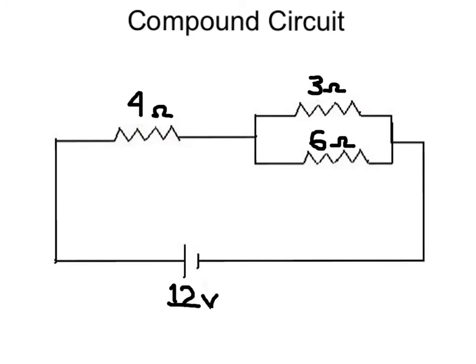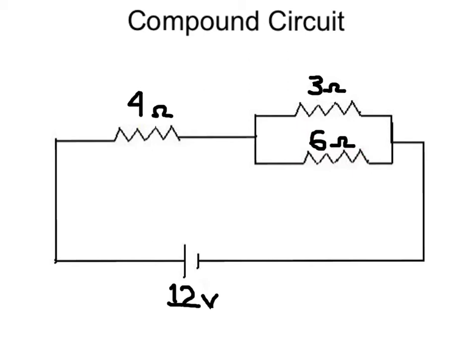Here's a compound circuit. You can see we have resistors of 4 ohms, 3 ohms, and 6 ohms connected to a 12-volt battery. But what's the current and voltage for each of these resistors? Otherwise, how much current goes through this 4 ohm resistor, through this 3 ohm, through this 6 ohm, and what's the voltage across each resistor as well?